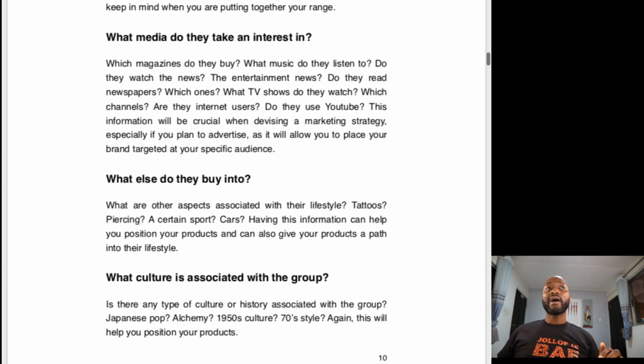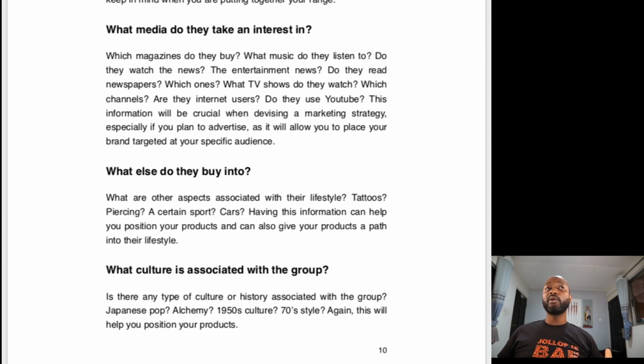So having an idea of what culture is associated with them. Some people might buy certain brands because it's connected to hip hop culture. Certain people might buy certain brands because it's connected to African culture. Certain people might buy because it's connected to Caribbean culture. So is it based on the person's lifestyle? Are they a 70s person? Are they a 90s person? Are they a millennial? Are they Generation Z?